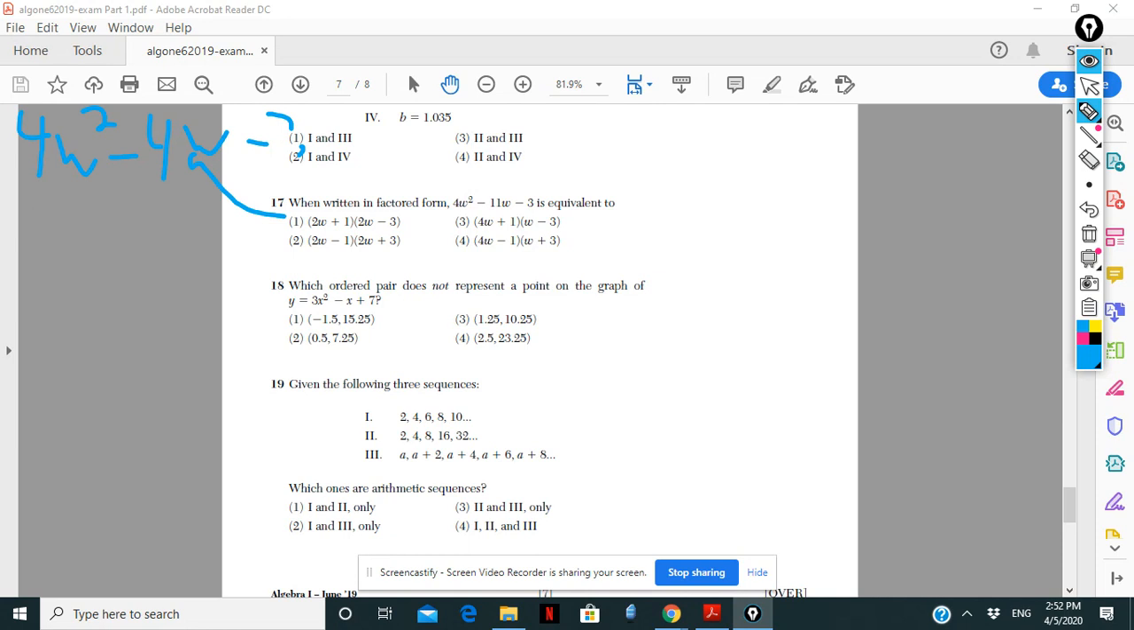So it's incorrect. I'm going to do the second one. 2w times 2w is 4w square. Now, that's positive 6 minus 2, that's plus 4w minus 3. It's incorrect. Now I'm going to do number 3. 4w times 4w is 4w square. Okay, that's negative 12 plus 1 is negative 11w minus 3. That's the one, so 17 is 3.